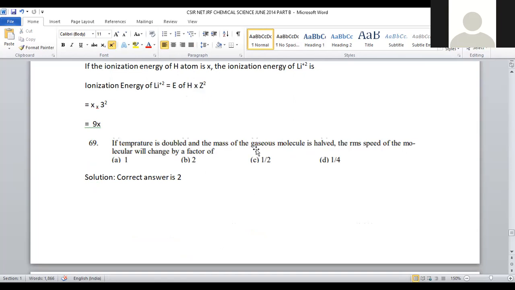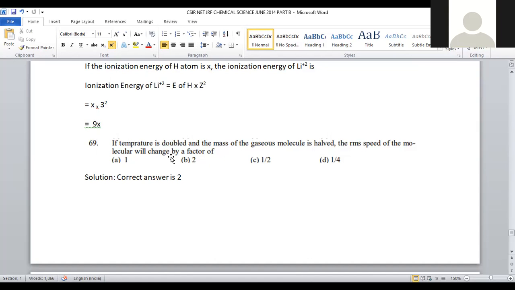If the temperature is doubled and the mass of the gaseous molecule is halved, the RMS speed of the molecule will change by what factor? So what we are doing: the temperature will be raised, so the temperature is doubled now. Mass will be halved.